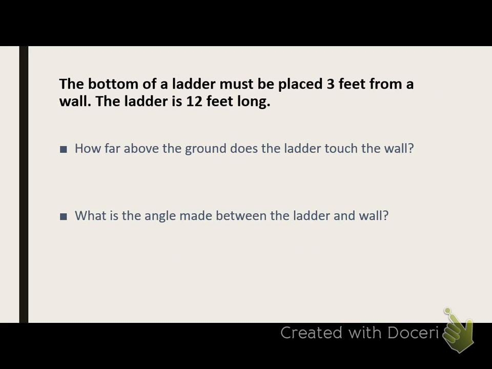This is the last one. We can call this first one Part A and Part B. You can use the same picture. The bottom of the ladder must be placed 3 feet from a wall. The ladder is 12 feet long. Part A says how far above the ground does the ladder touch the wall. Part B says what is the angle made between the ladder and the wall.